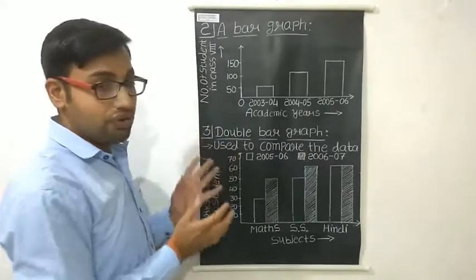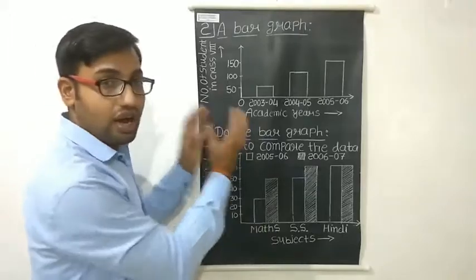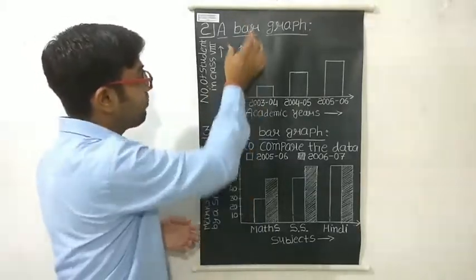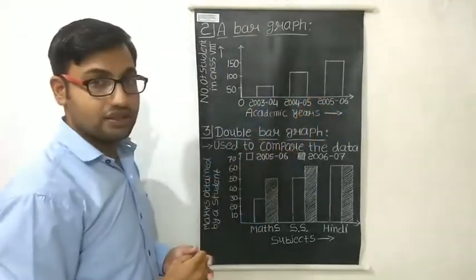So this is how we represent this data using a picture, a graph. That is why it is called a bar graph. And we use the bar. Bar means this type of rectangles, right?